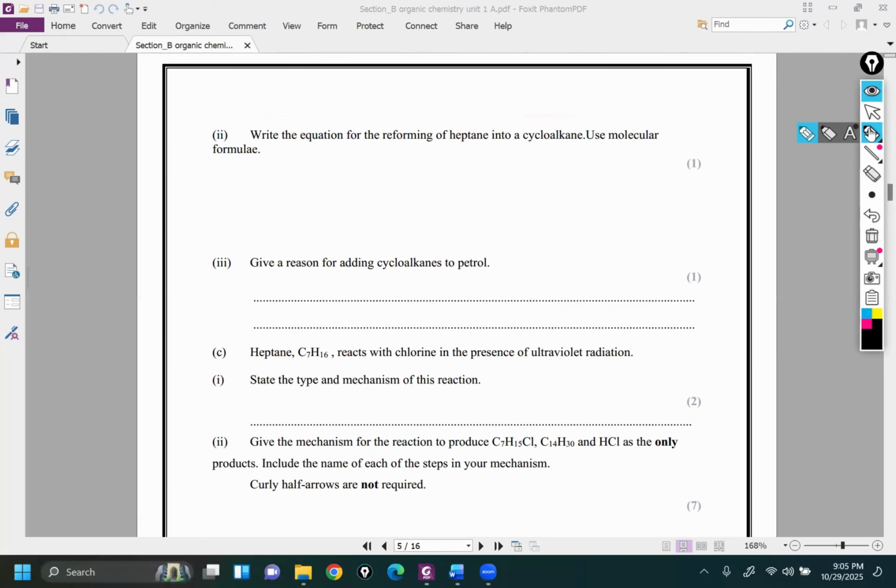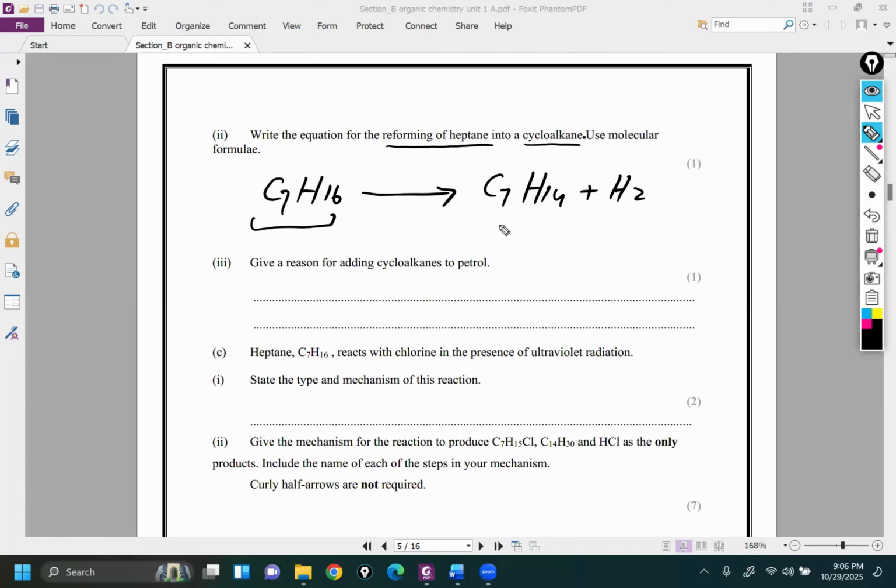Write the equation for the reforming of heptane into cycloalkane and use the molecular formula. In this case, they are asking for the molecular formula. So C7H16 to cycloalkane. So C7H14 plus H2. I told you before that whenever a straight chain alkane changes into cycloalkane, always one hydrogen molecule will be removed.